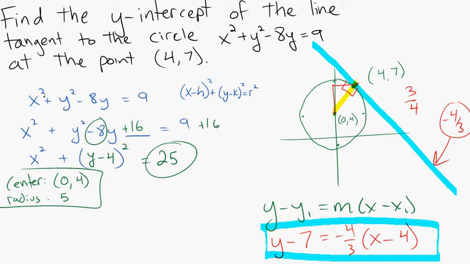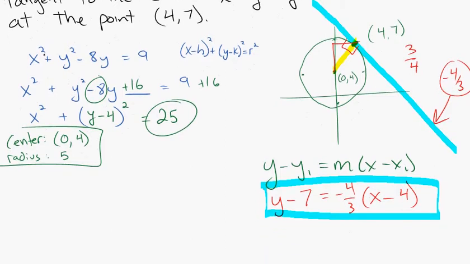But we want to come up with the y-intercept. Probably the quickest way would just be to plug in 0 for x. I noticed some of you changed this point-slope form to the y equals mx plus b, the slope-intercept form. That's one way of doing it. The other, as Jamie just said, is to plug in 0 for x, and that'll give you the point where it crosses the y-axis.